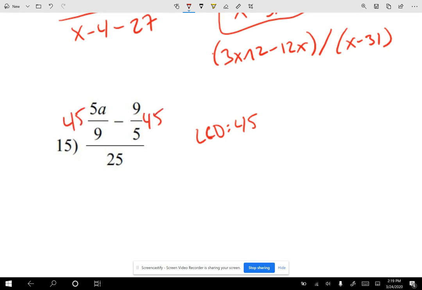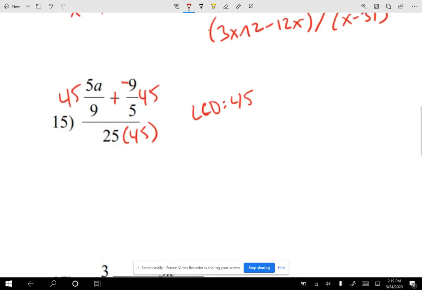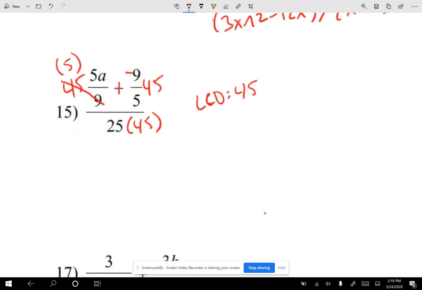This by 45. I'm going to multiply this by 45. I'm going to multiply this by 45 as well. The minus in between my fractions, I'll change it to plus and give the negative to the second fraction. All right, so let me get rid of fractions. 45 divided by 9 is 5. So I start by having 25a. 45 divided by 5 is 9. So that gives me minus 81.